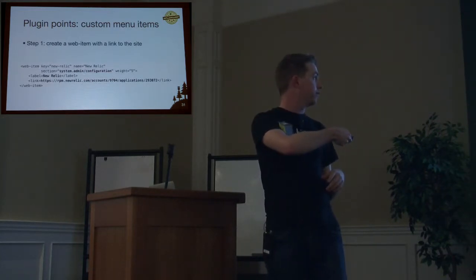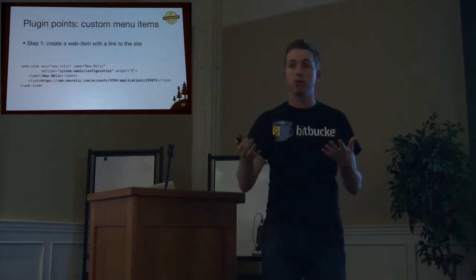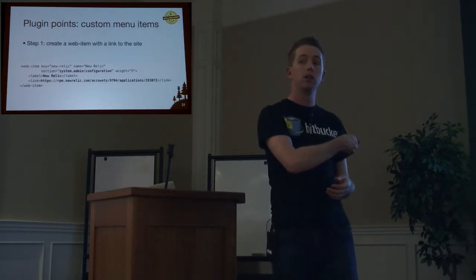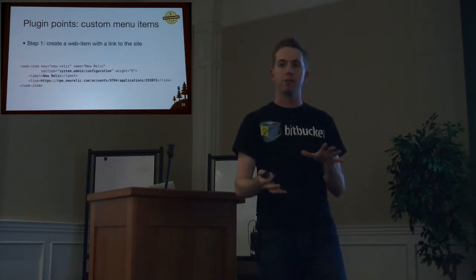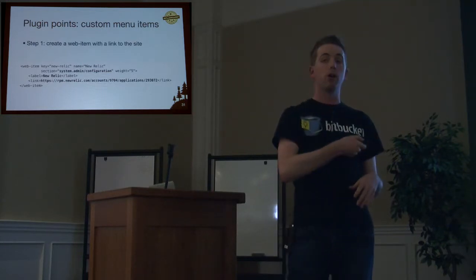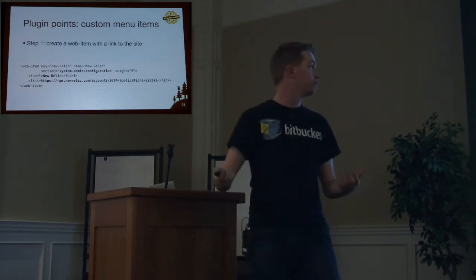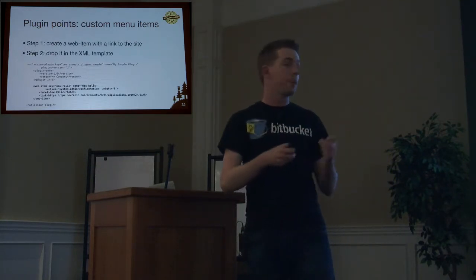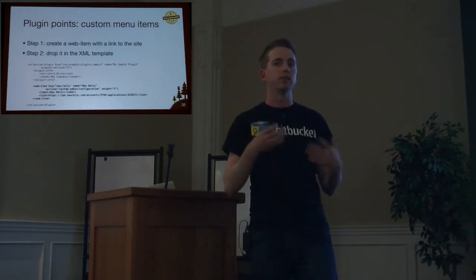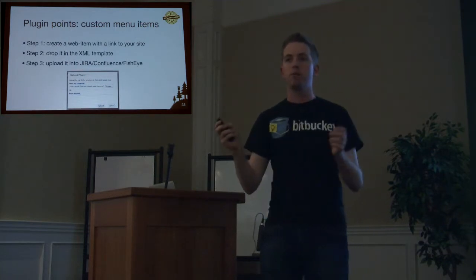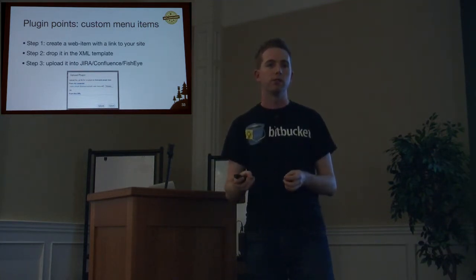The first thing we need to specify is where in the application the link will appear. In this case, we're saying it will appear in the configuration section in the admin, and this is a Confluence-specific location. There's a list of all the locations in the application in our docs. We need to give it a label, and we need to give it the URL we want to point to. Fairly simple stuff. The next thing we do is drop that XML snippet into this XML template, which defines the name of your plugin and what version it is. It's fairly boilerplate stuff. The final step is we're going to upload that XML file directly into JIRA or Confluence.